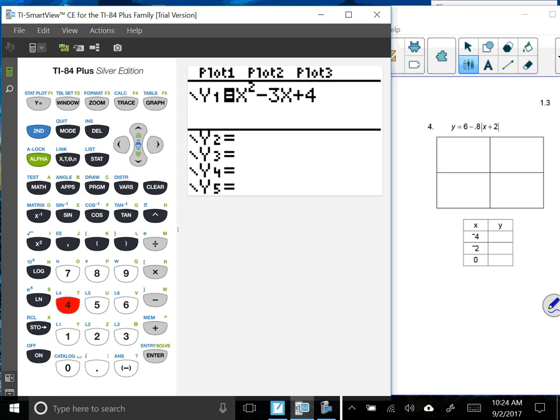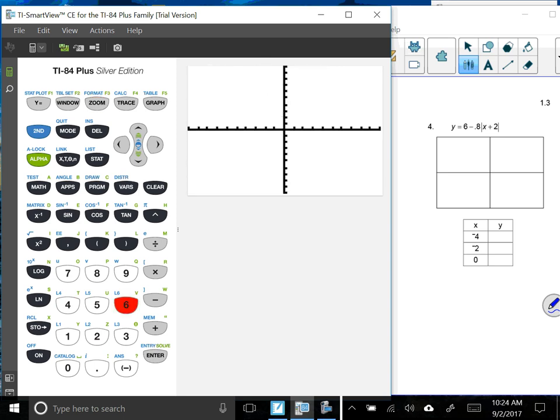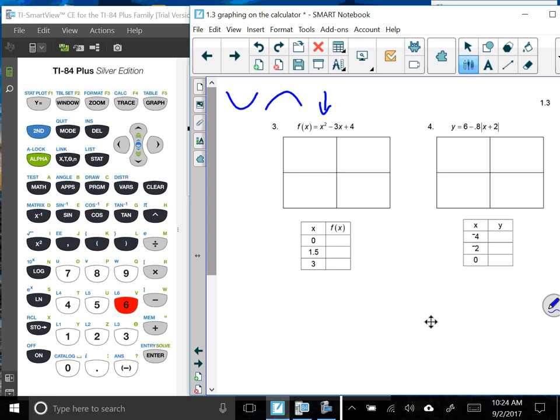And again, we want you to get in the habit of hitting Zoom 6 every single time that you start a graph, at least for a while. And there we go. There's our nice parabola. When we draw this parabola, we want to make sure that this low point is in about the right place, and that this y-intercept is in about the right place. So it looks something like this.